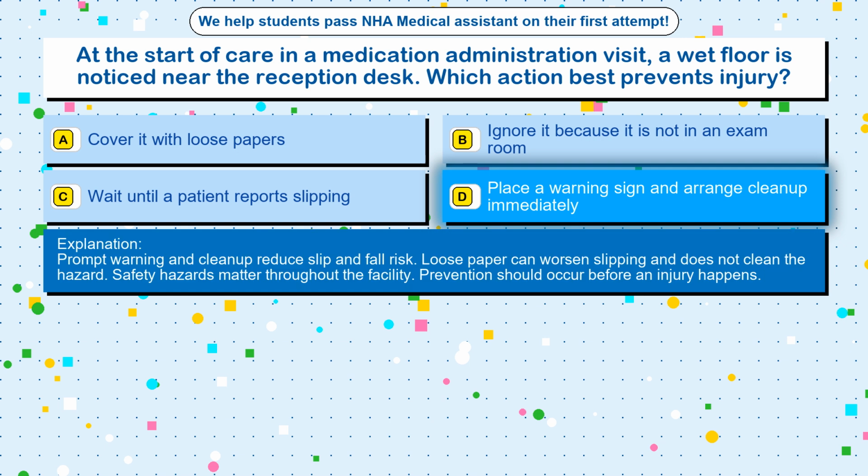Prompt warning and cleanup reduce slip and fall risk. Loose paper can worsen slipping and does not clean the hazard. Safety hazards matter throughout the facility. Prevention should occur before an injury happens.